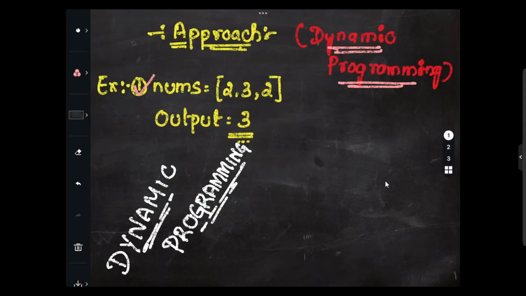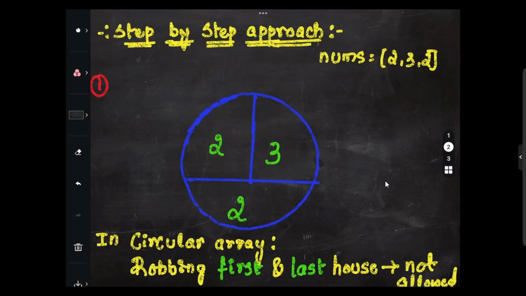I've considered the same first example that they have given in the question, so that it will be easier to understand. We have already discussed this one, right? So this will be 2 3 2. The output we need to get here is 3. Why? Because we have this in a circular arrangement, right? So we have this one in the circular house. So let's draw this one like this, right?